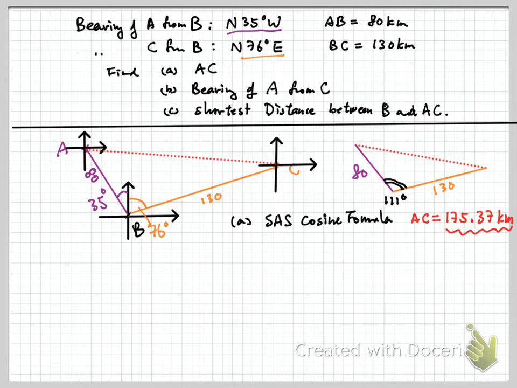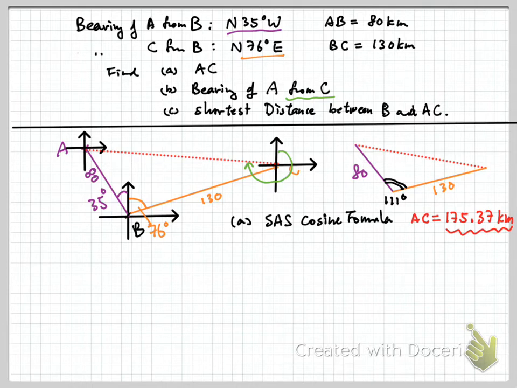Bearing of A from C means that the angle is around C, right? We should look at the angle around here, but not here, nor here, all right? Because the bearing is from C. So the bearing of A from C will be, the reduced bearing will be this one, north 30 degrees west, or the whole circle bearing will be this one. Remember, whole circle bearing rotates clockwise.